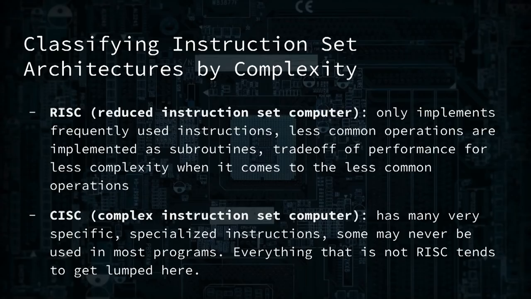The way that you define the different architectures is based on the complexity of the instruction set. RISC is cool because it's reduced. It's a minimal interface. It only implements what you would have most of your programs using. And then for everything else that's complex, it will use a subroutine. That has a trade-off with performance, but it's those things that you really aren't using and your program might not even need. And then there are the complex instruction sets.